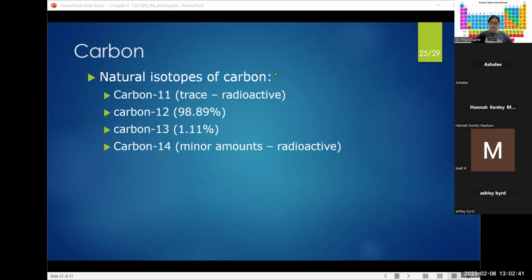All right, this is again carbon, to give you a little more information about weighted average. There's trace amounts of carbon 11. Carbon 12 is 98.89% in nature, with about 1% carbon 13, and minor amounts of carbon 14. Again, that allows us to do a weighted average. When we account for these percentages, we end up with an average of these numbers of 12.01. Okay, that is our atomic weight.